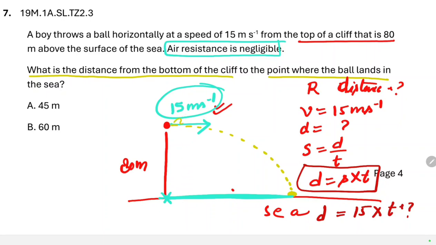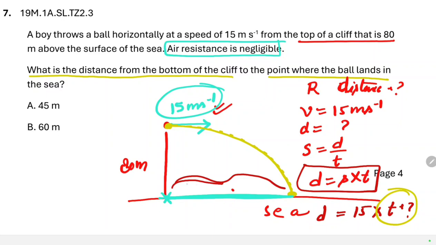How long does it take for this ball to reach from here to here? I don't know that time, right? So now to find out that time, I need the help of y-axis. Cool. You must be wondering why have they given this 80. This is why they have given this 80. Cool. So now I don't know how much time it takes for this ball to cover this much distance in x.